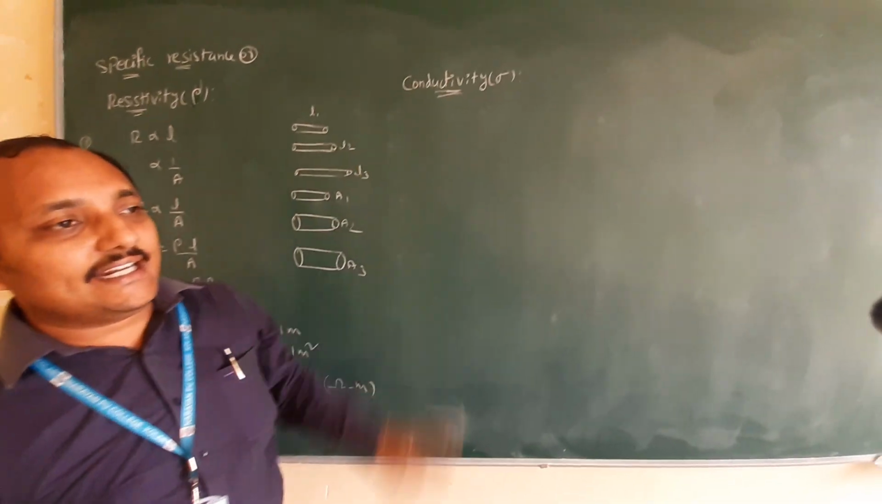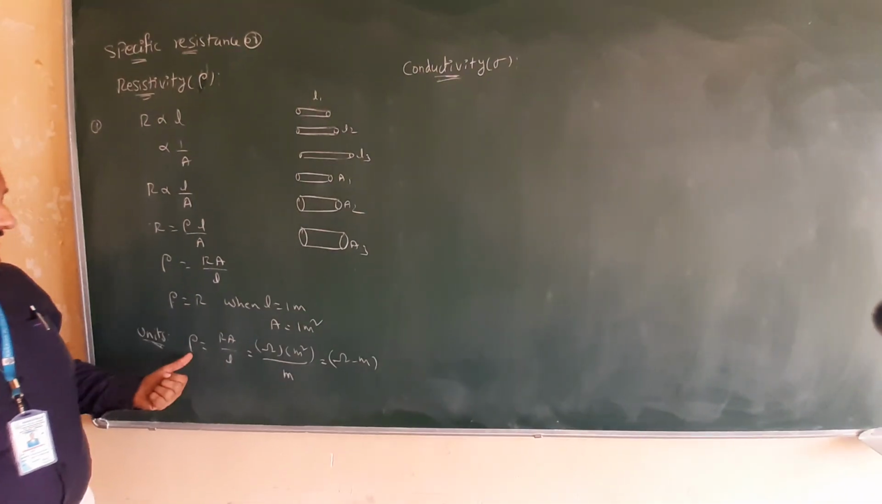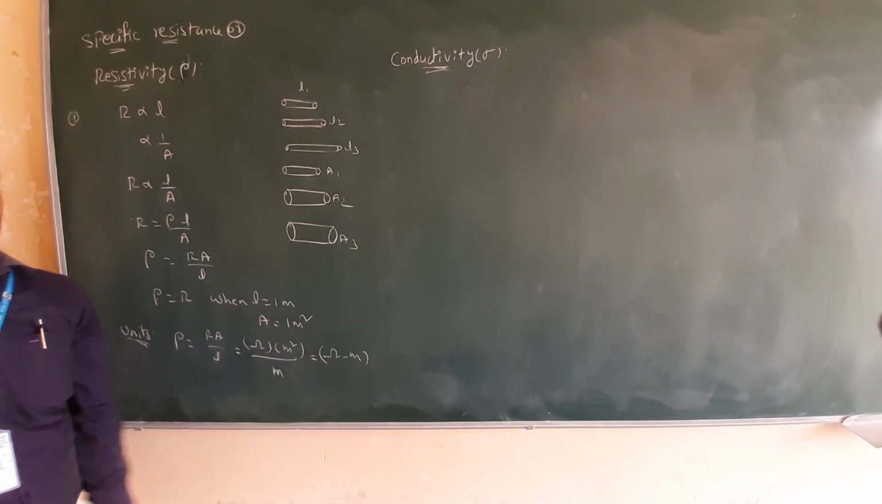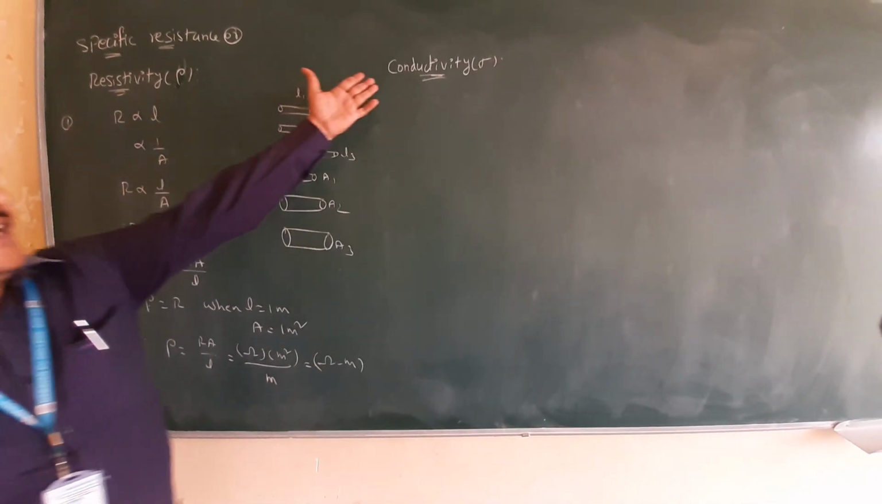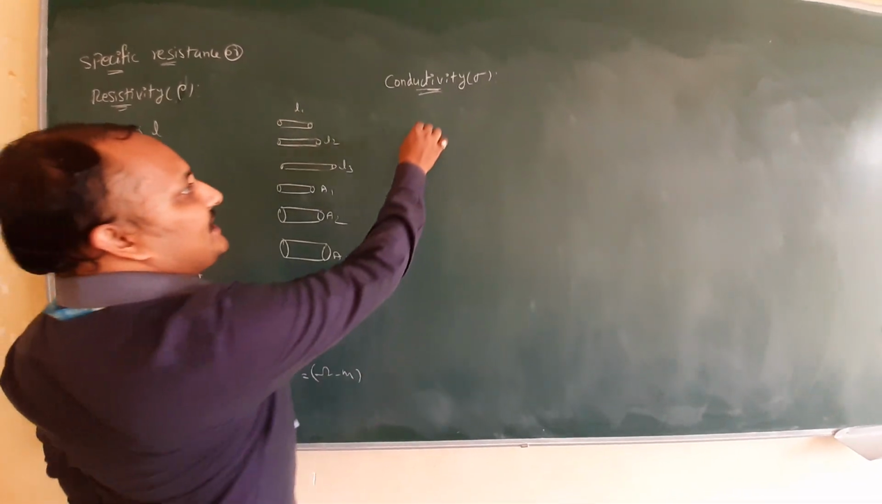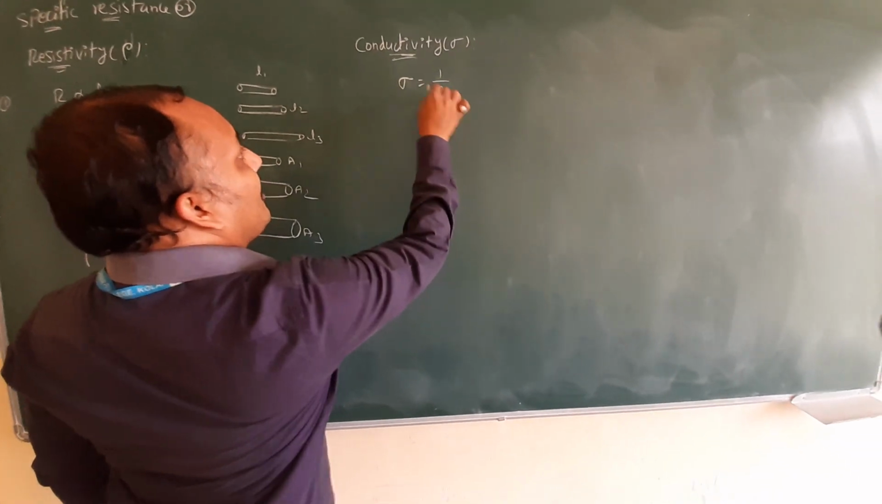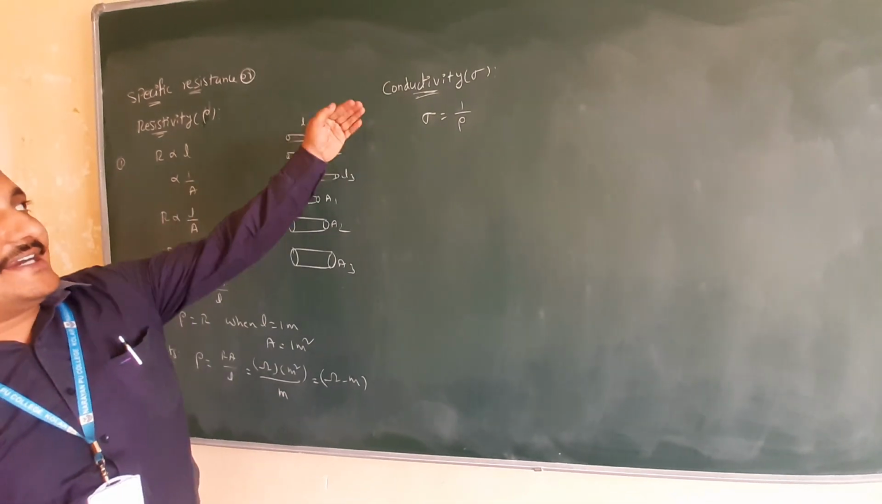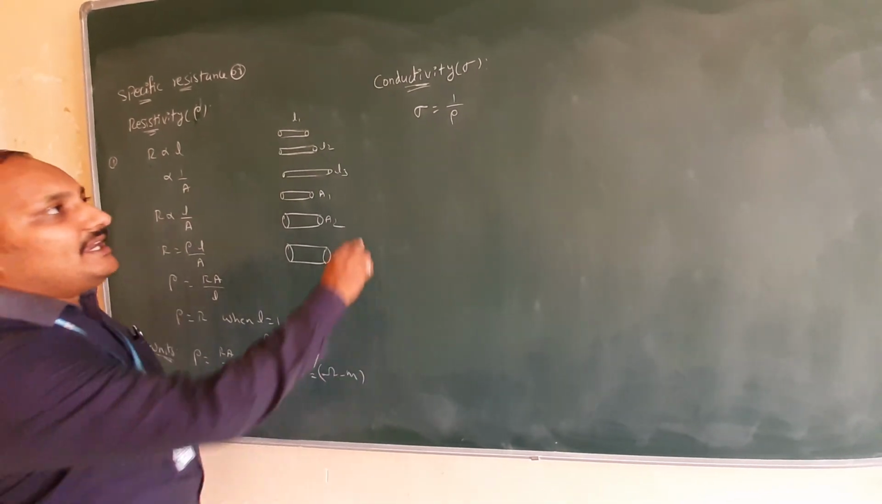Next, conductivity. Before going to that, see resistivity once here. I wrote the units here; you can also write the dimension formula. The unit is ohm meter. You have to remember this one. Now we are defining conductivity. What is conductivity? The reciprocal of resistivity is called conductivity. Sigma equal to 1 by rho.